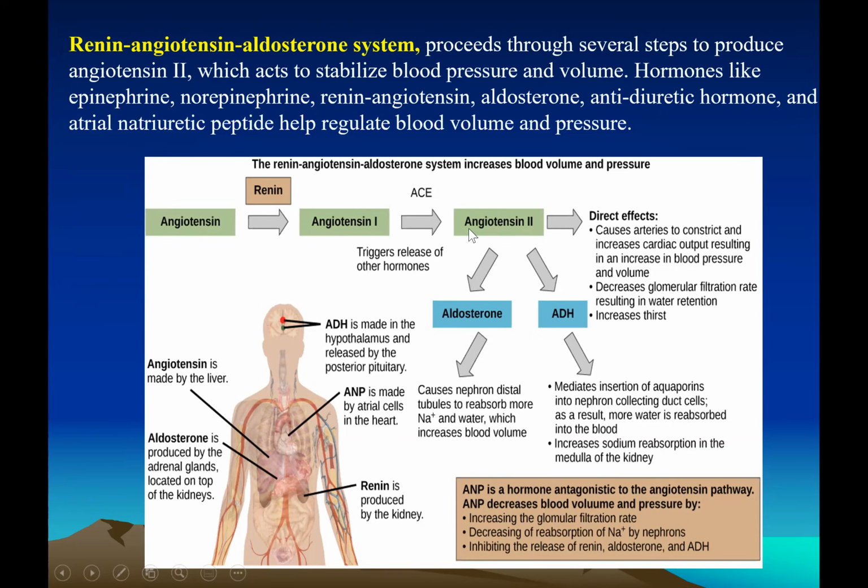So this system, all these hormones, along with epinephrine, norepinephrine, angiotensin, aldosterone, all of them will work together to maintain your blood pressure and blood volume. It's complicated. It's very complicated.